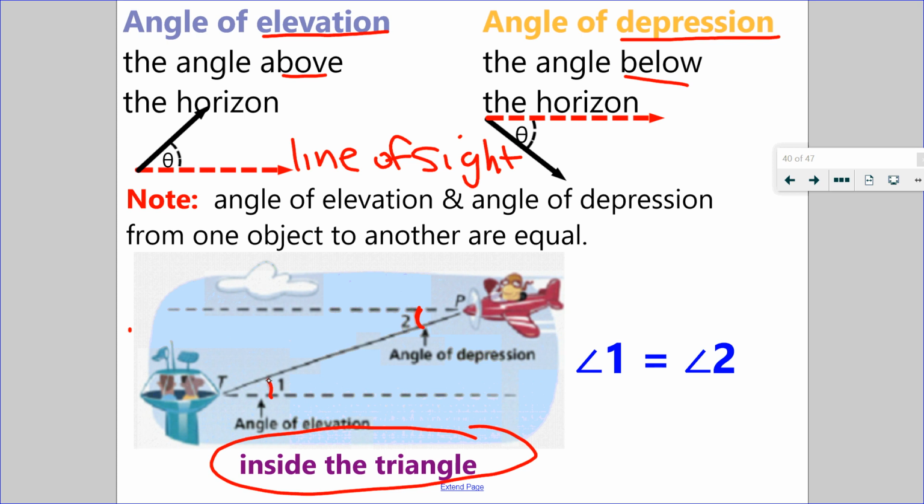Think about parallel lines. Those are alternate interior angles, those Z angles. They are always equal. So if I've given you an angle of depression on the outside of a triangle, I just want you to put it on the inside at the base as an angle of elevation instead, because we want to work inside our triangle.